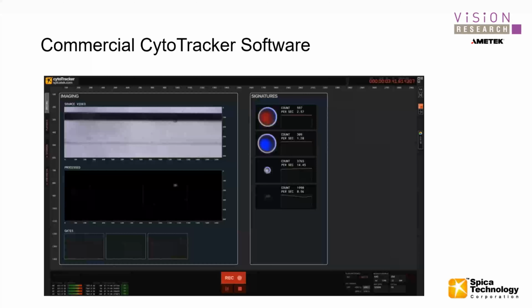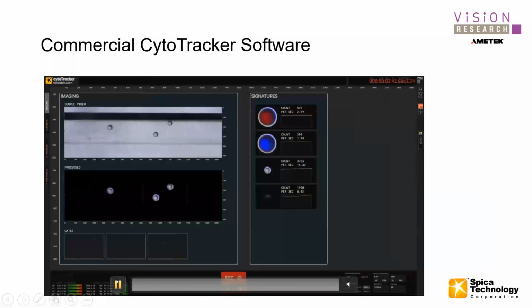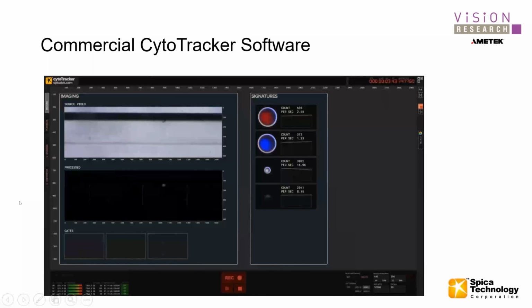Here's an example of that. This is a piece of software written by the company Spica Technology, or Spica Tech. They integrated the camera into a microfluidics system, and polystyrene beads were flowed at different sizes. These images were processed absolutely on the fly, and it can report the size, shape, and color of all these cells as they move across the channel. And this is done by using the machine vision cameras.